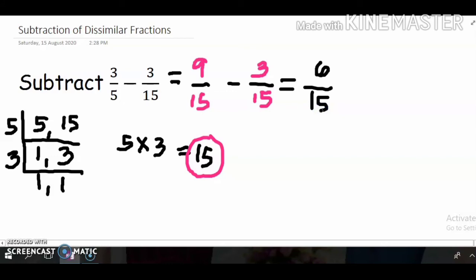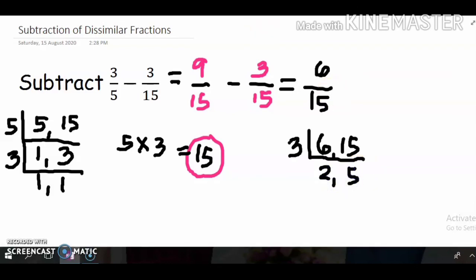Then, don't forget to express your answer into lowest term. So, 6 over 15. So, pwede pa siyang i-lowest term. Hahanapin natin ang lowest term using continuous division. Pero ang kukunin natin is the GCF. Okay, continuous division. So, saan pwedeng i-divide ng 6 at 15? Sa 3. So, 2 and 15 divided by 3 ay 5. So, therefore, the GCF is 3.